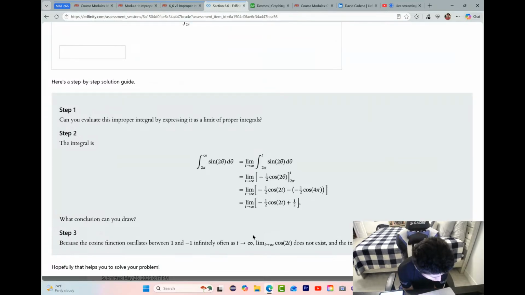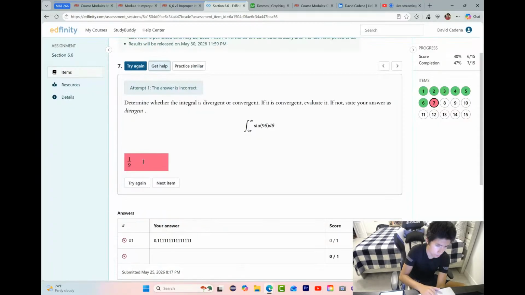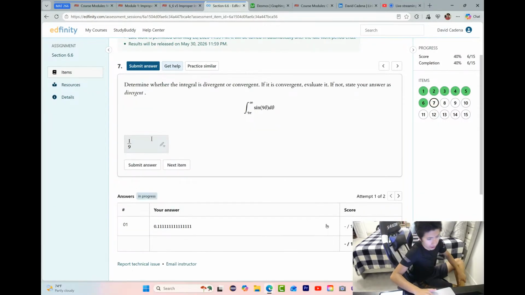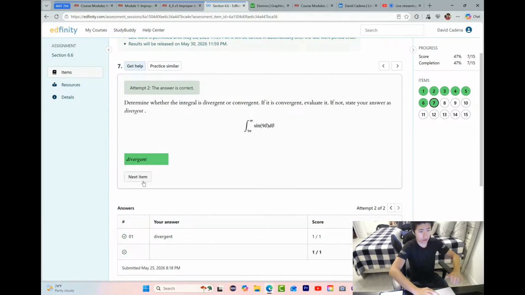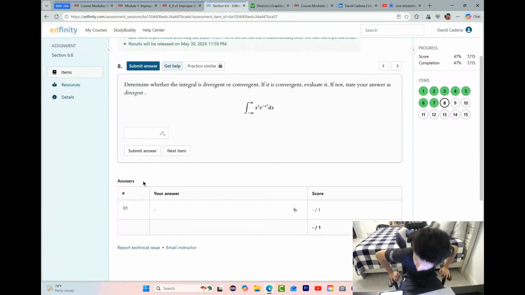Because the cosine function oscillates between 1 and negative 1 infinitely often as t tends to infinity, the limit as t tends to infinity of cosine of t does not exist, and the integral diverges. So undefined includes divergence. Okay, it makes sense. Let's keep going.